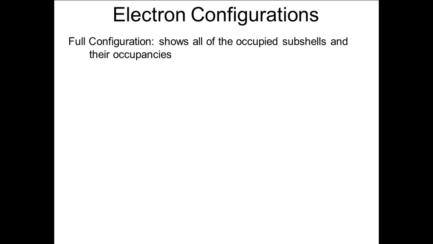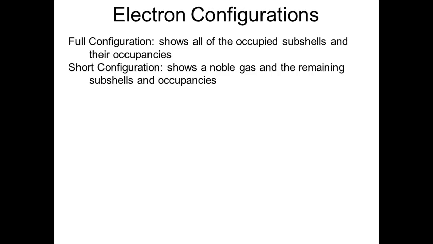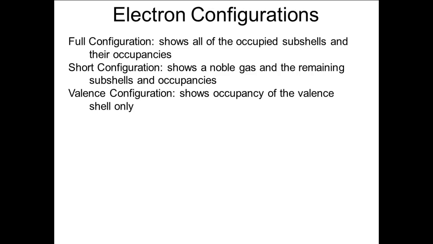Electron configurations may be of several types. The three most common are the full configuration, in which all of the subshells and their occupancies are shown, the short or noble gas configuration, sometimes called the condensed configuration, in which the symbol of the nearest noble gas before the element is used to represent the portion of the configuration up through that noble gas, and the remaining subshells are shown with their occupancies, and the valence configuration, in which the population in the valence shell, that is the highest energy occupied shell, is shown.